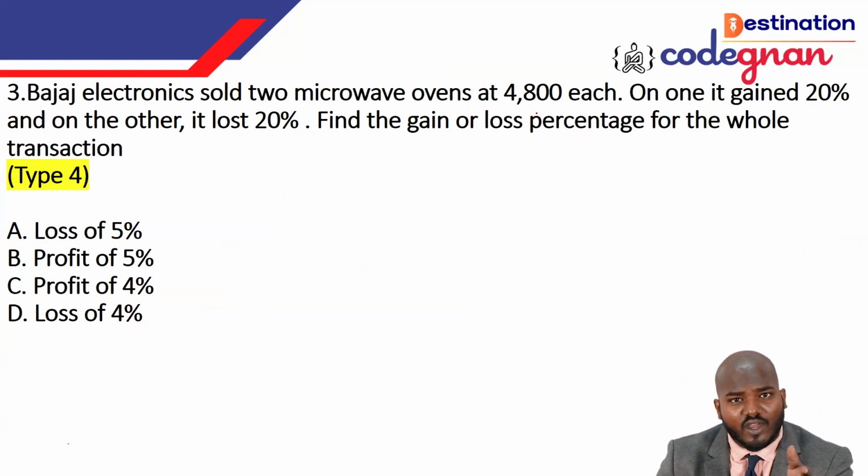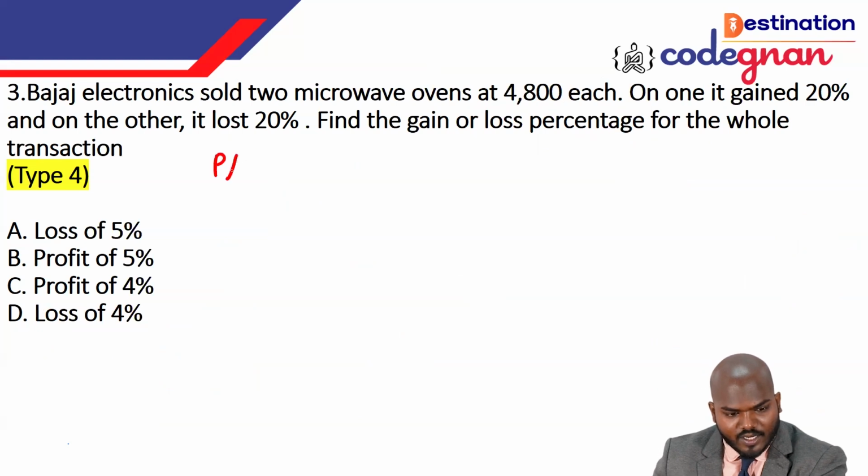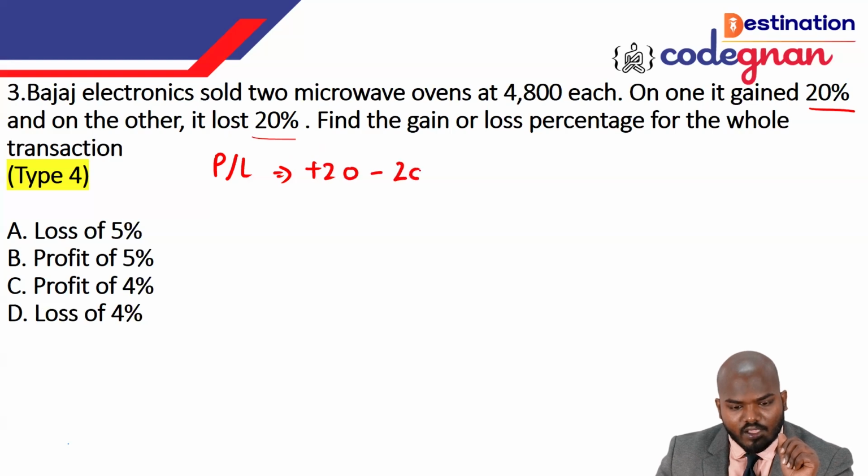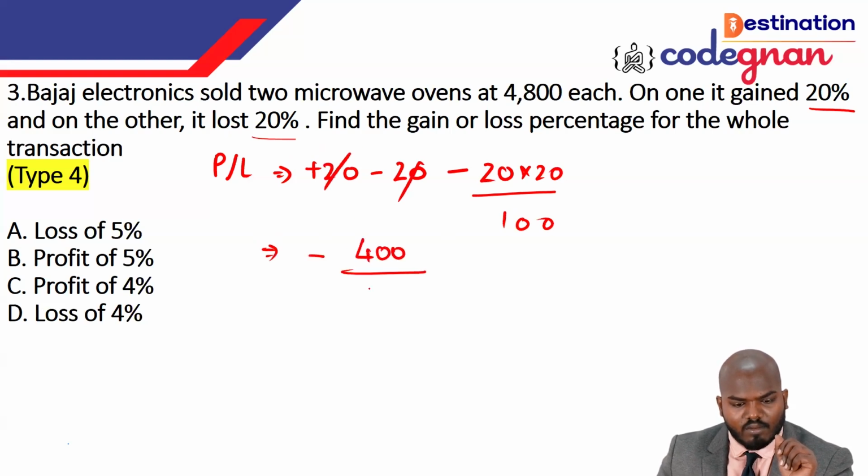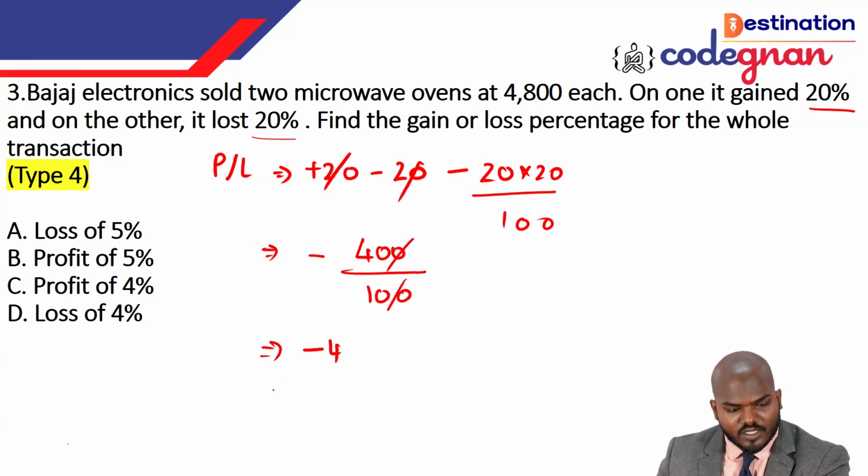We just want to find out whether it is a profit or a loss. So I'm taking this one. Going to this one, guys, I'm just using the same formula. One is a gain of 20% and another one is a loss of 20%. I can call this plus 20 and minus 20, and it will give you minus 20 times 20 by 100. You see this will get cancelled and you will be left with minus 400 by 100. So then you can call this minus 4. The minus 4 indicates a loss of 4%.